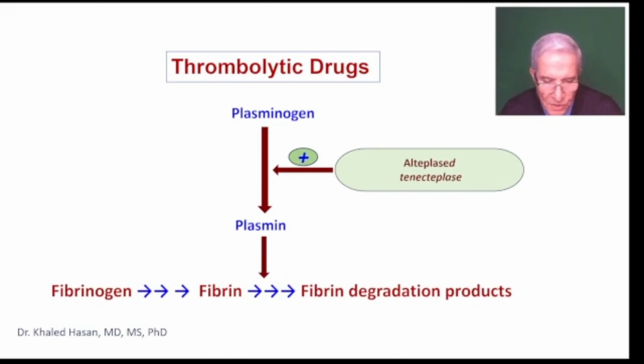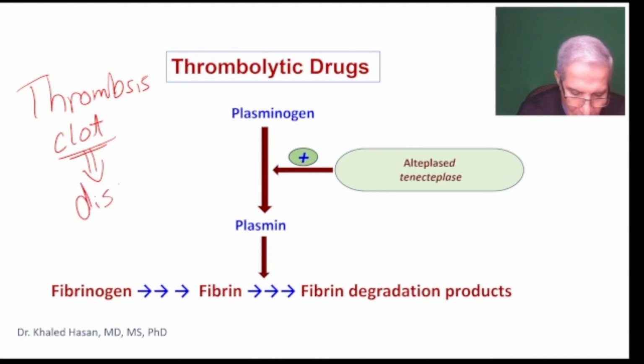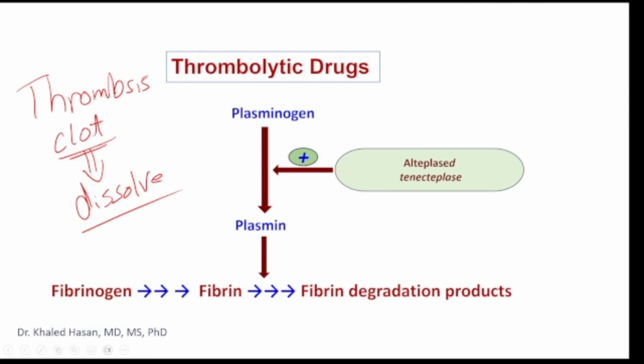Next topic, we are going to speak about thrombolytic drugs. Here we have patients who suffer from thrombosis or clotting. We need to dissolve this clot. So what can we use in our body? We have something called plasminogen. Plasminogen will be converted to plasmin. Plasmin will be responsible for dissolving fibrin. So plasmin will dissolve the fibrin.